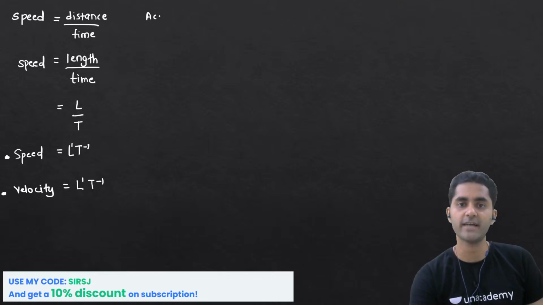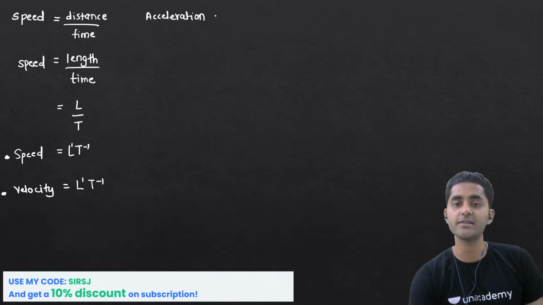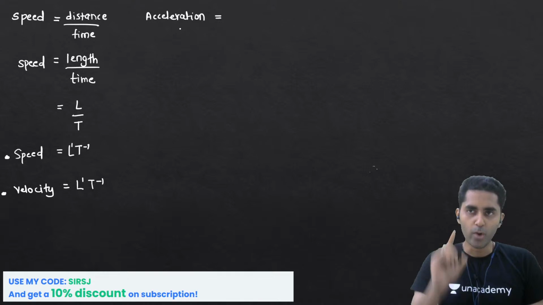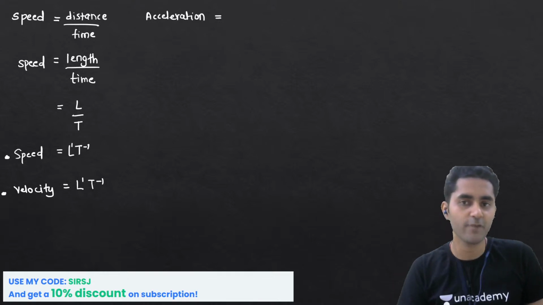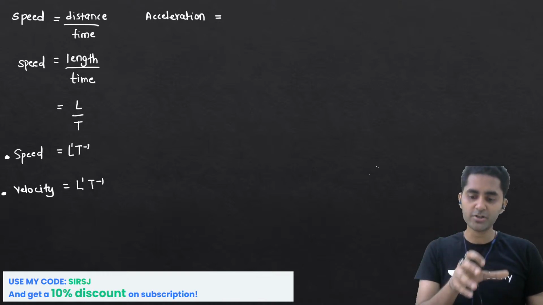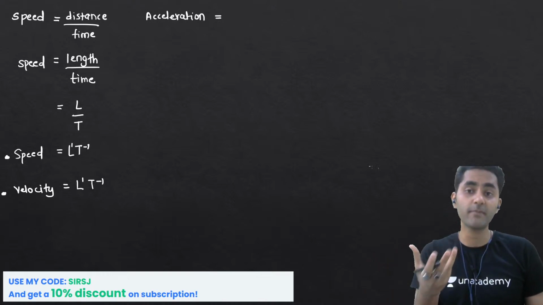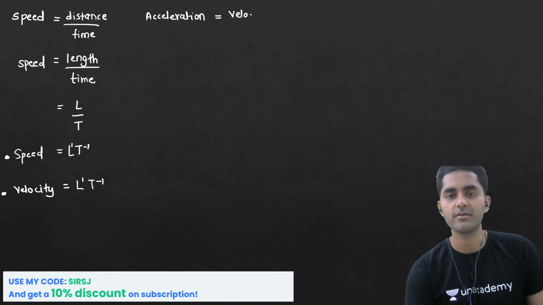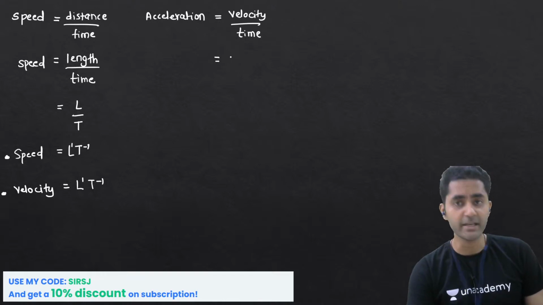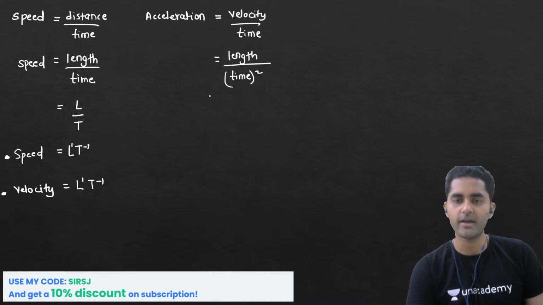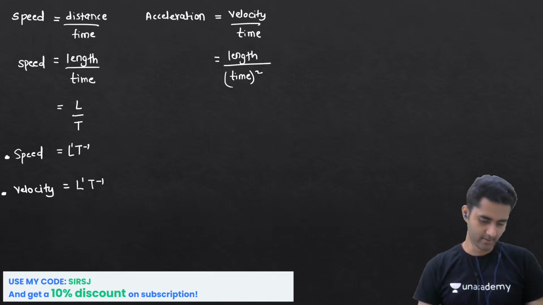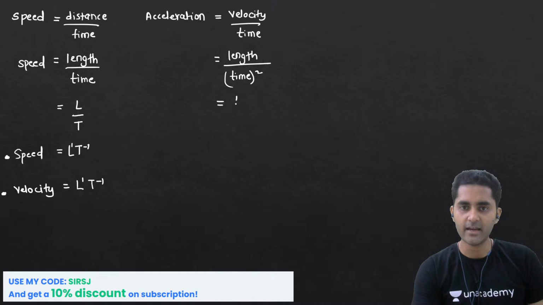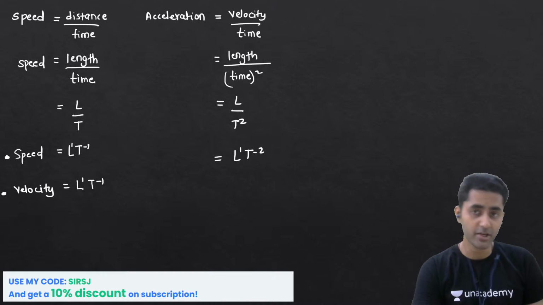Now let's talk about acceleration. What is acceleration? Acceleration is change in velocity upon time. Change in velocity is also velocity, because change in velocity is final velocity minus initial velocity, which gives you velocity only. We are concerned about quantity, so you will have velocity only. Change in velocity is simply velocity upon time. Now we know that velocity is displacement upon time. Displacement is a kind of length, so it will be length upon time, and already you have one time over here, so it will become time square. So length I can write L, time I can write T, and it is T square. So now it will become L1 T raised to -2. If it goes in the numerator it will be -2.